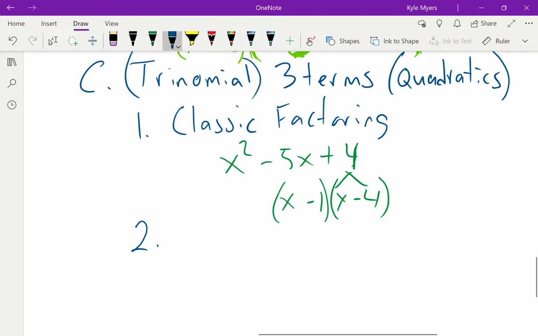Let's call this one, sometimes I call it extended factoring. Extended because it takes longer. Extended factoring.